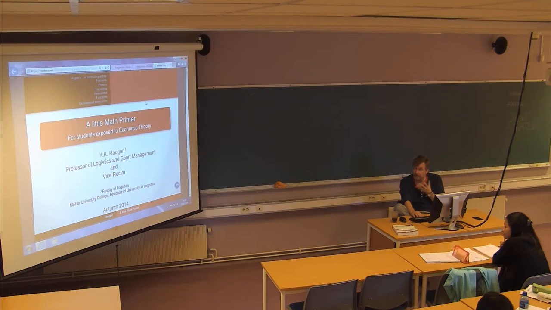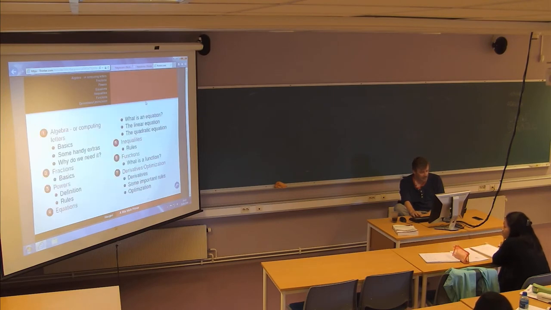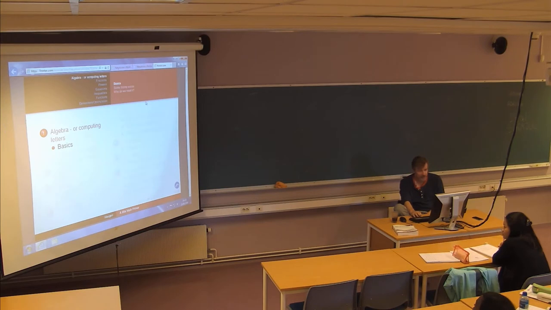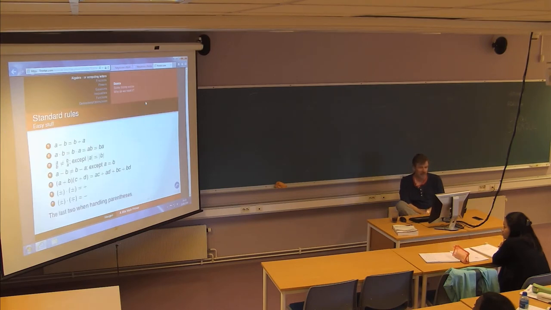So what I'm doing now is I'm just running through the basics, okay? So give you an idea what you really need to know here, okay? In the start, it should be easy, hopefully. So we start with algebra, or computing letters, as it says here. Let's start with the basics. Okay, if we add two letters together, A plus B, we can alternatively turn them around, can't we? Then they mean the same. A plus B is the same as B plus A. A times B equals B times A.